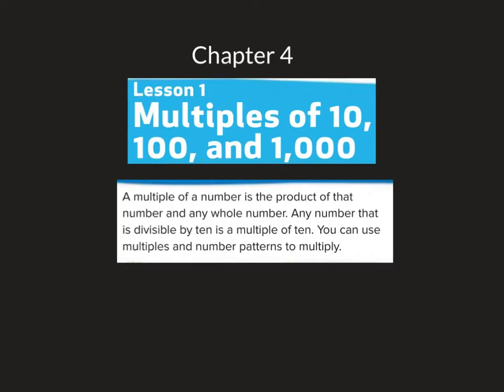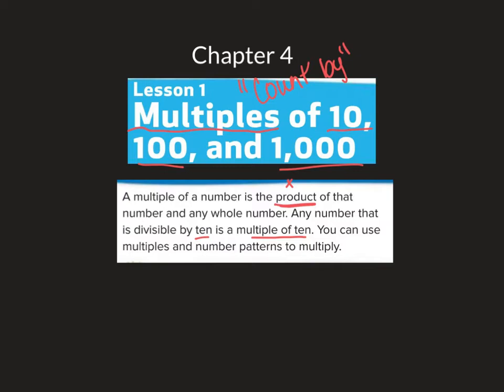Today we're going to be talking about multiples, which means count by. Multiples of 10, 100, and 1,000. So a multiple of a number is the product, which is the answer to a multiplication question, of that number and any whole number. I don't love that definition. Anyways, any number that is divisible by 10 is a multiple of 10. You can use multiples and number patterns to multiply.